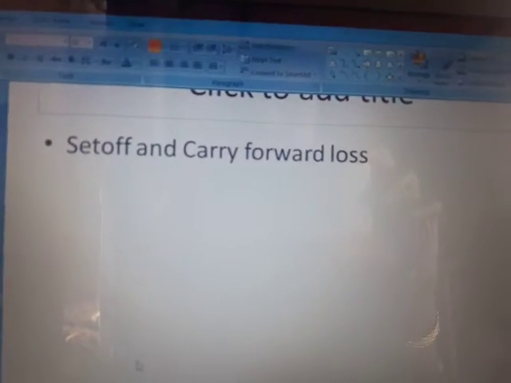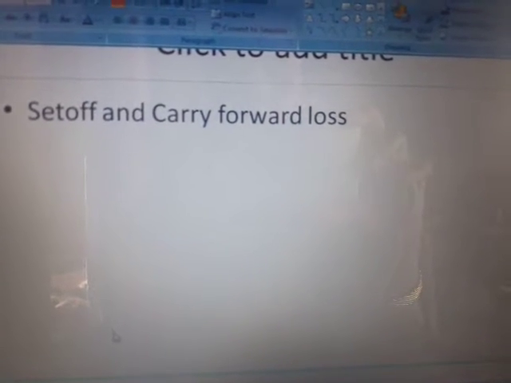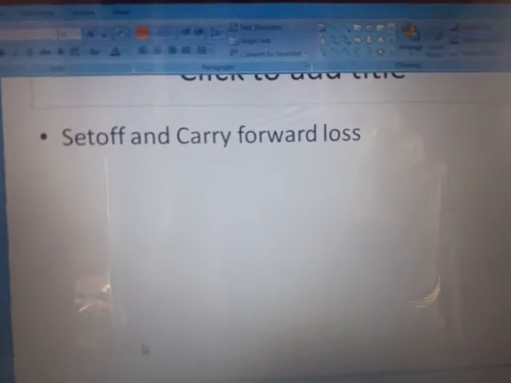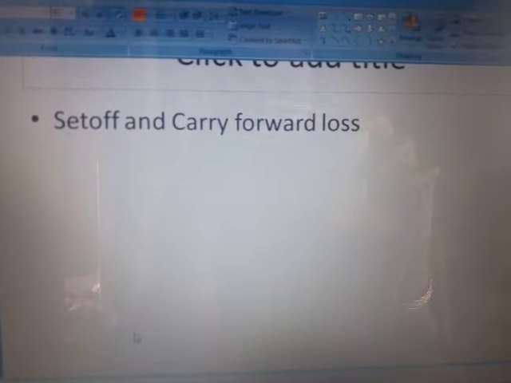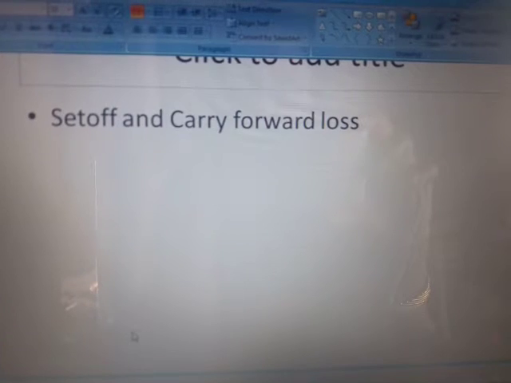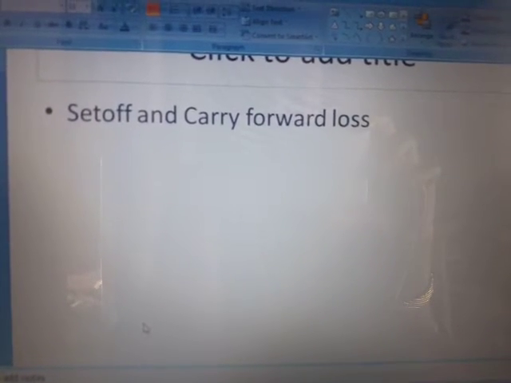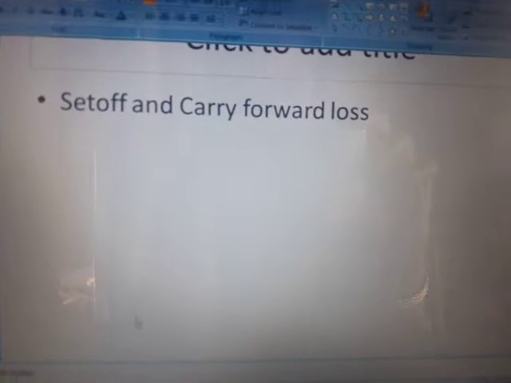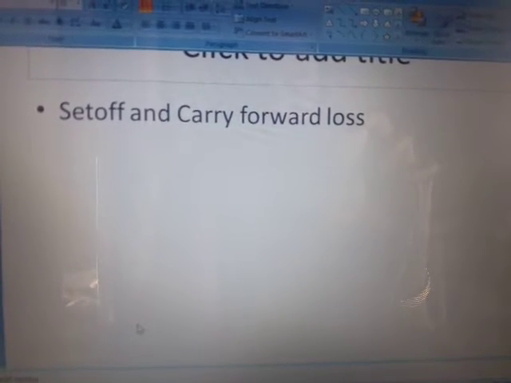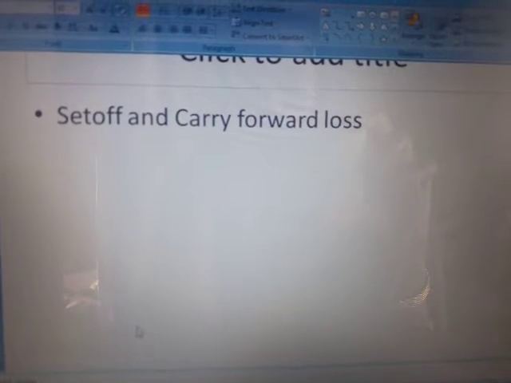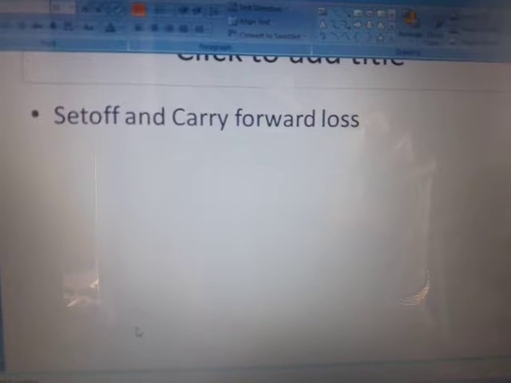Now next, set off and carry forward of loss. If you get any loss from any business or house rental or any other way, and you carry forward your loss to the coming year, those types of settlements are called set off and carry forward of loss.